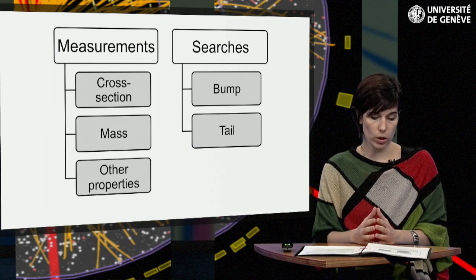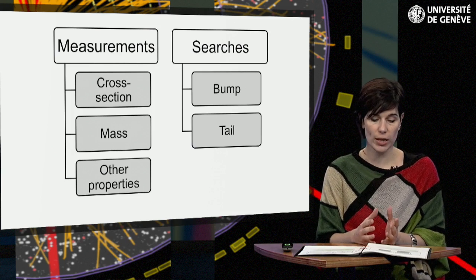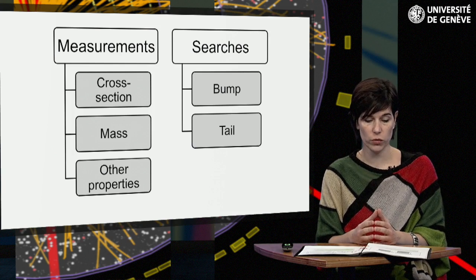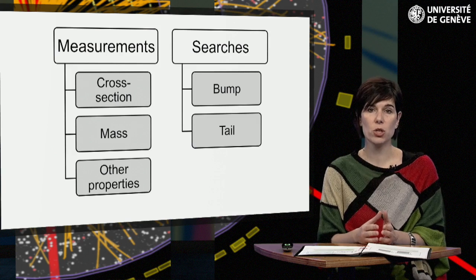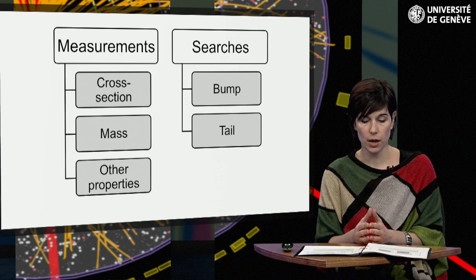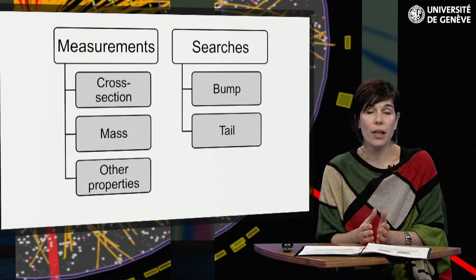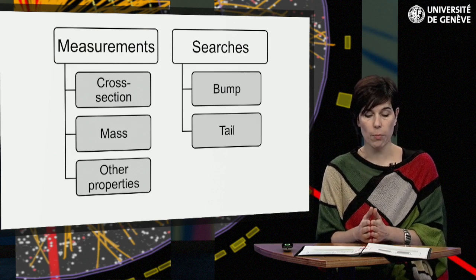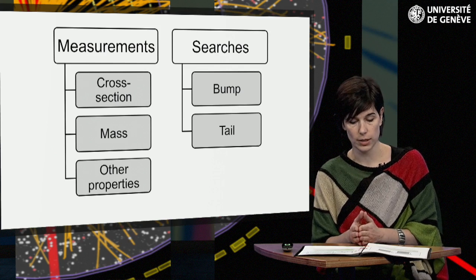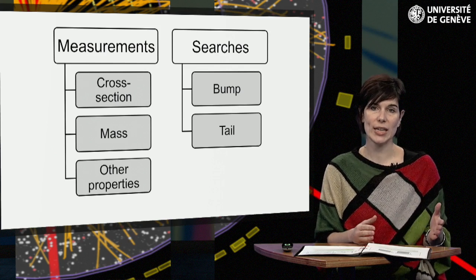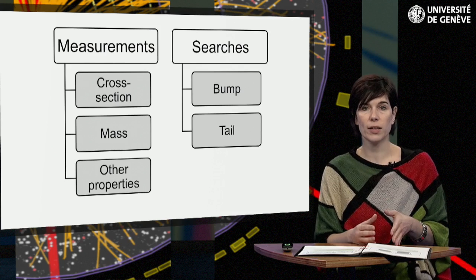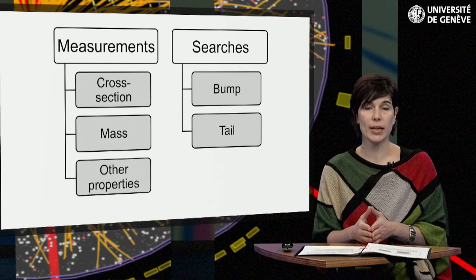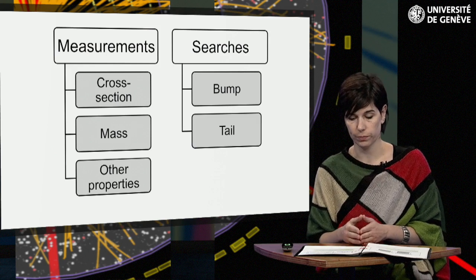We use the data we collect in Hadron Colliders for measurements of processes predicted by the standard model and for searches for new physics. We typically measure the cross-section of a process, the mass of a particle, or other properties. The searches are typically split in bump searches or tail searches. Measurements always precede searches. It is the confidence that we know well the standard model and what it predicts that enables us to look beyond.